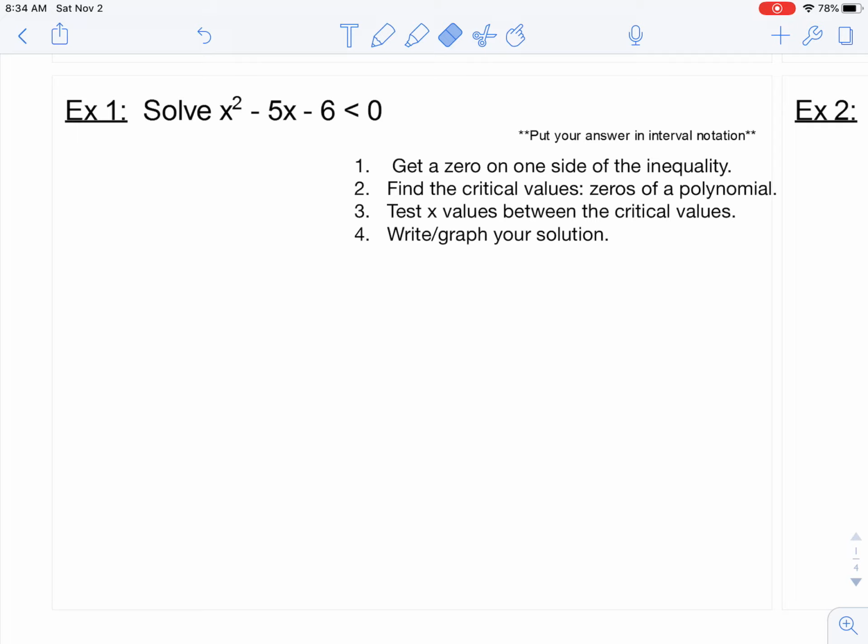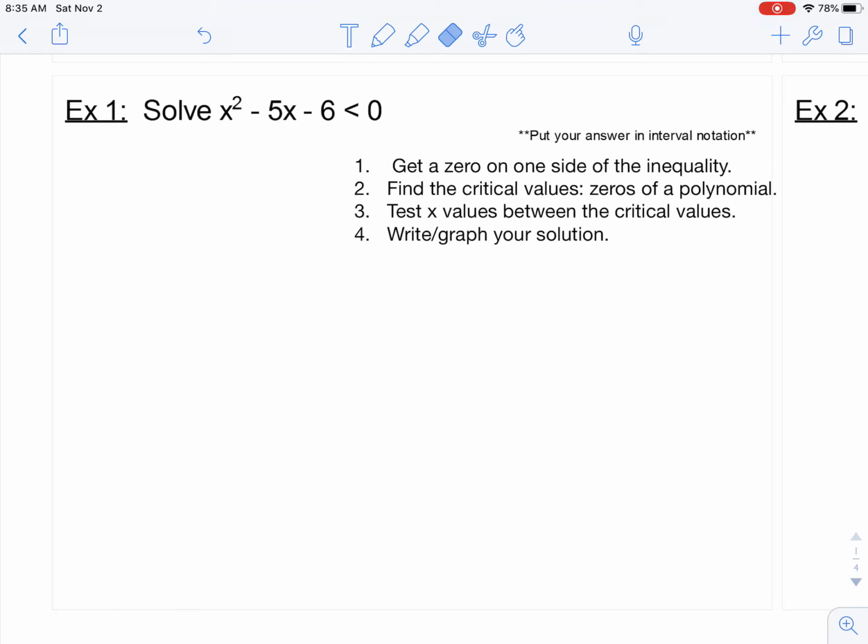I have the steps over here. It says get a 0 on one side of the inequality, find the critical values, which are the zeros of a polynomial, test the x values between the critical values, and then write and graph your solution. So step 1 says get 0 on one side of the inequality. We have that already. Step 2 says to find the critical values.